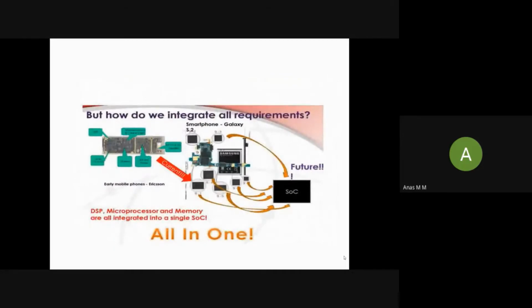So how do we integrate all requirements? We need DSPs, we need a microcontroller, we need DAC, digital to analog converter, analog to digital converter, memory, RF and power control device, antennas, amplifiers, various modules. So the solution for integrating all these requirements is SoC. That's where we need an SoC to integrate all devices.